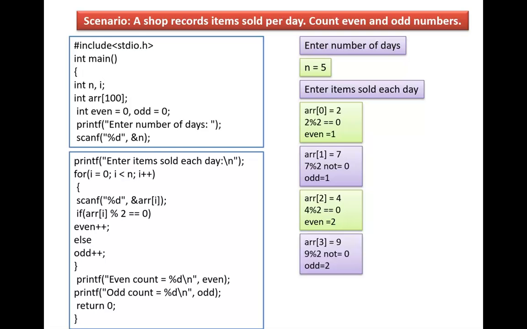ARR of 3: 9 is being input. 9 mod 2 is not equal to 0. Odd gets incremented by 1. Odd becomes 2. ARR of 4: 6 is being input. 6 mod 2 is equal to 0, so even gets incremented. Even becomes 3. Finally the loop ends and I print the even and odd count. So this is how I solve my first scenario.